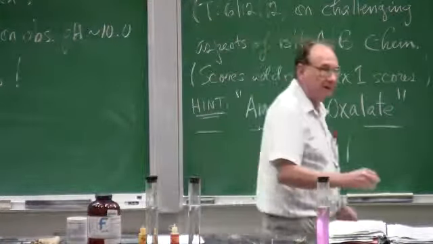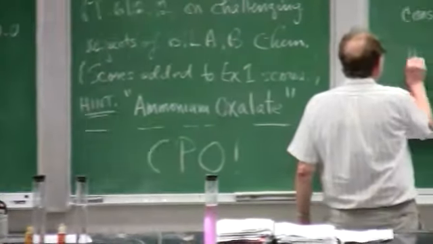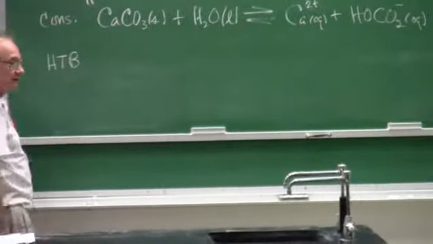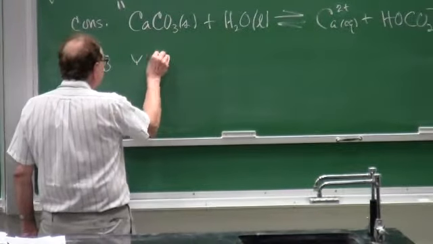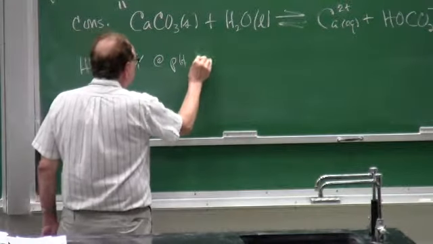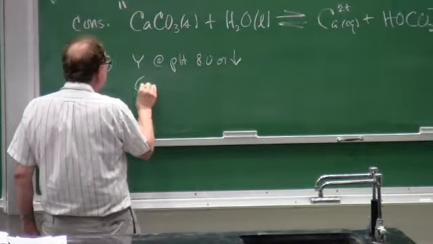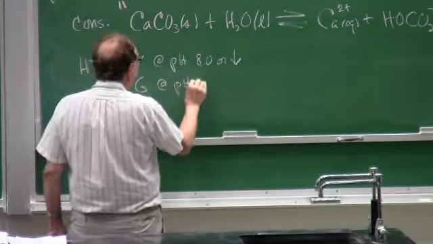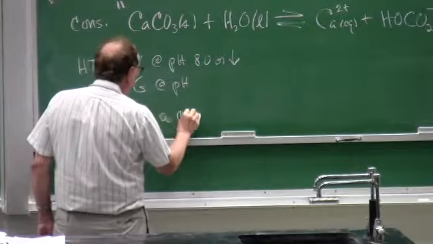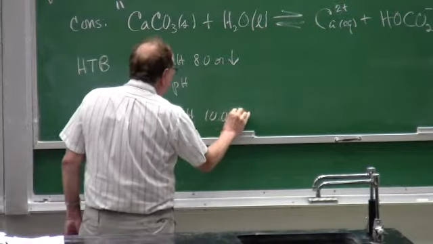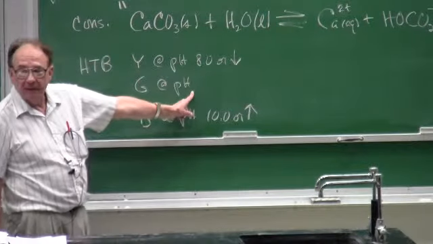So I'm going to write down some information for thymol blue, shorthand reference HTB. Yellow at pH 8.0 or lower. Green at pH, and blue at pH 10.0 or above. What pH do I write here?